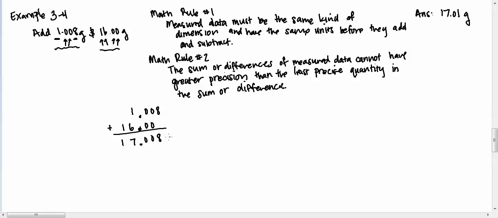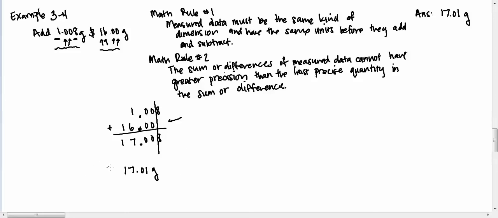But here's the thing, the least accurate measurement in this summation, in this problem, is actually the 16.00. And it only goes up to the hundredths place, 2 places after the decimal. So you have to cut off your answer to only go up to the hundredths place. So you just go 17.01 grams.